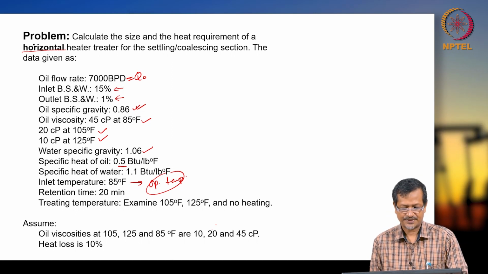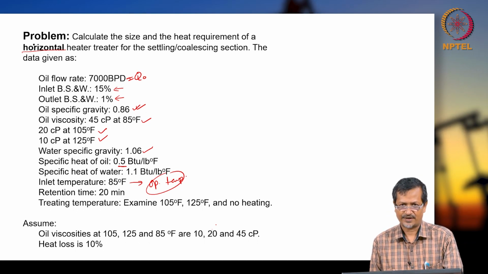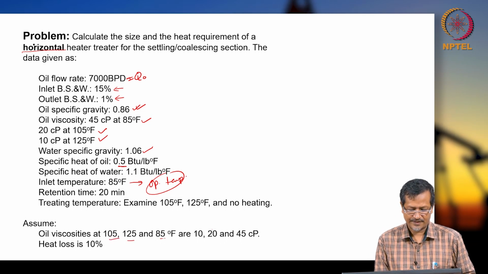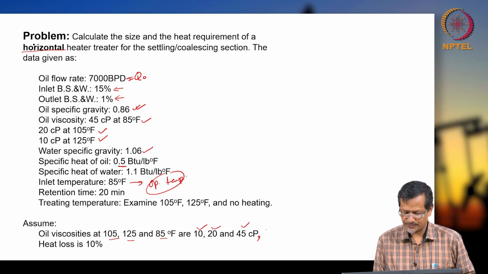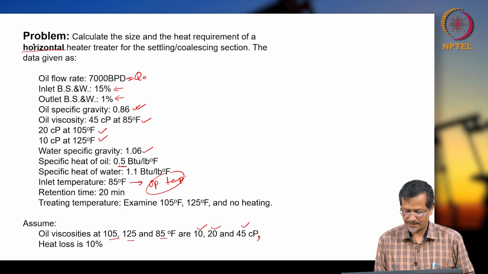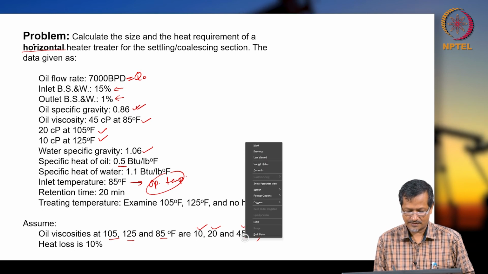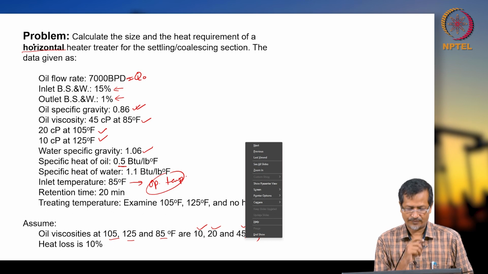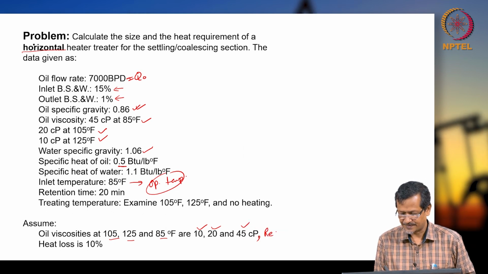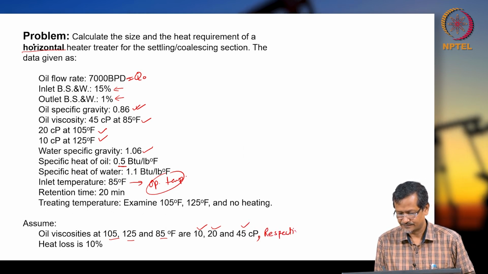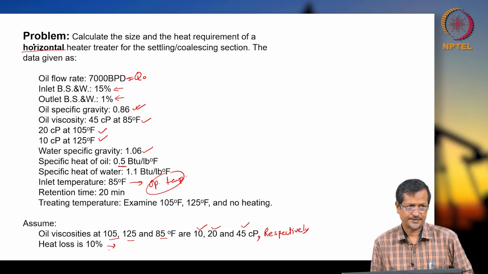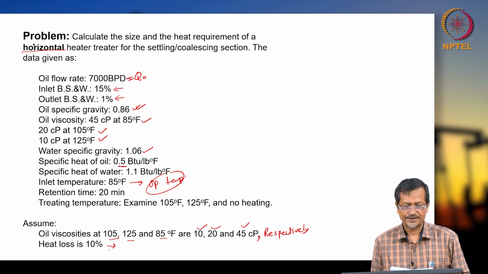So treating temperature say 105, 125, no heating. No heating means like 85 degree. Assume oil viscosity at 105, 120, 85 are 10, 20 and 45. Actually I should write respectively. 85 will be lower, 105 will be higher, lower viscosity. Okay, I should write respectively. Heat loss we are assuming 10%. Now we will try to solve the problem.